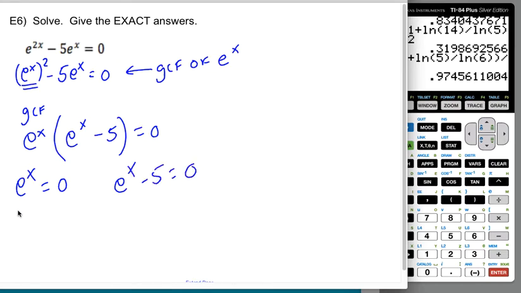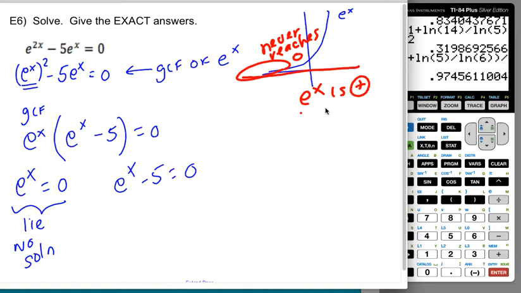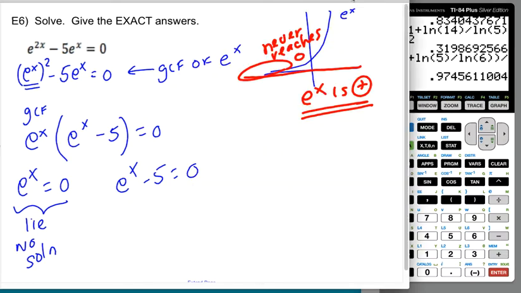Well, e to the x equals 0 is actually a lie, okay? So this piece right here has no solution, and I'm going to show you why. Recall what an exponential graph looks like. An exponential graph looks like this. This is e to the x, right? Remember that it has an asymptote. This never reaches 0. More specifically, e to the x is positive, right? e to a power is positive. So this is a lie and there's no solution. There is, however, going to be a solution for the other one. So we're going to solve that one.